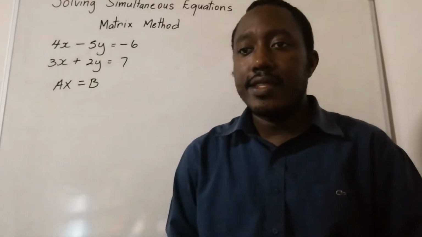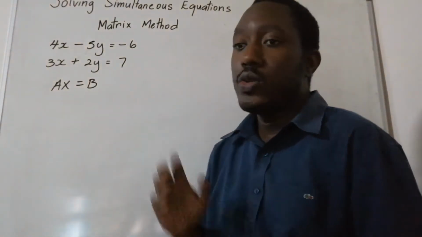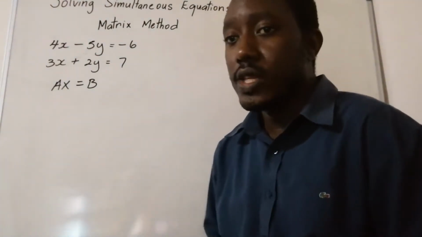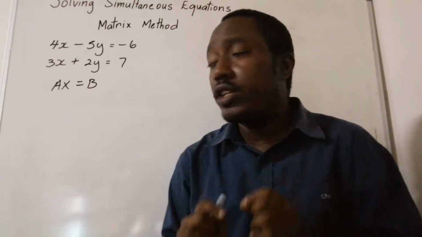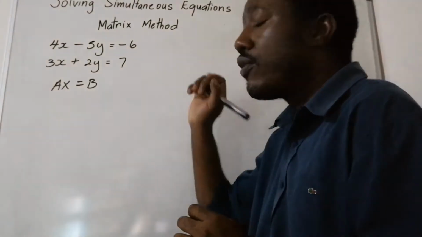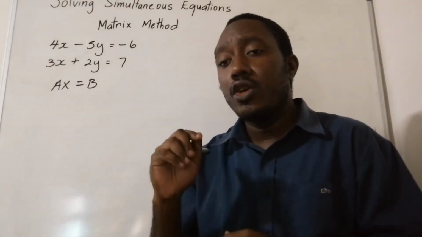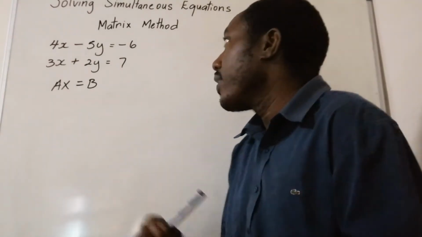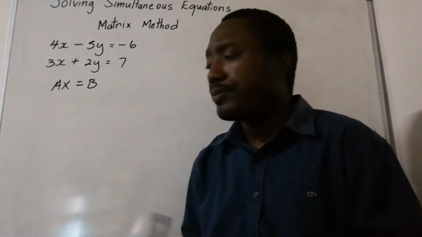Now, in today's lesson, what we will be doing is solving simultaneous equations using the matrix method. A simultaneous equation is an equation where we have two or more unknowns. We have two equations with two or more unknowns, and we have to find each value of x and y.